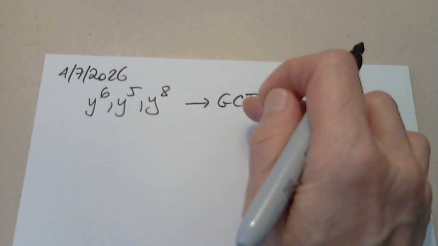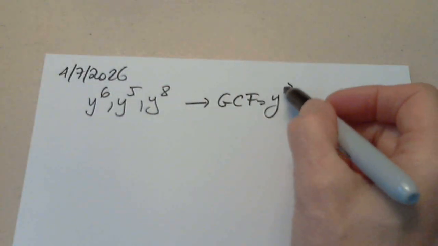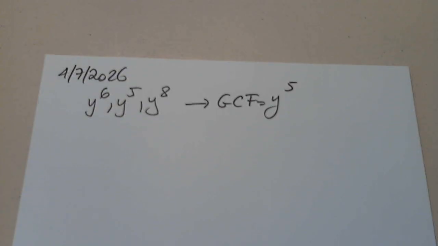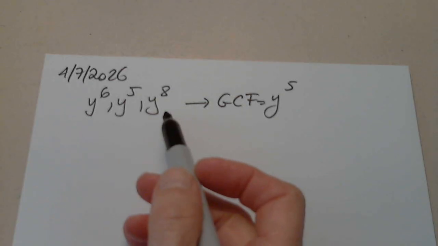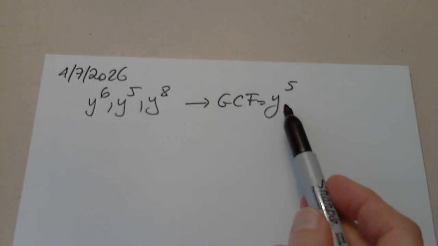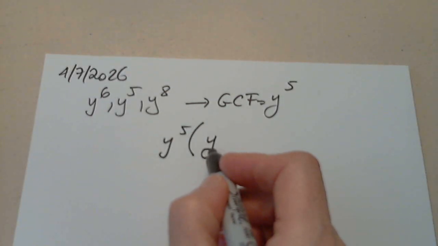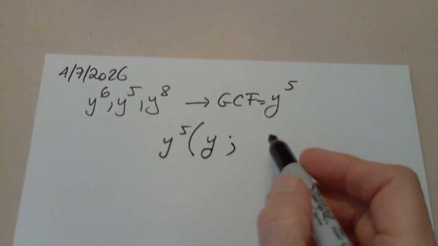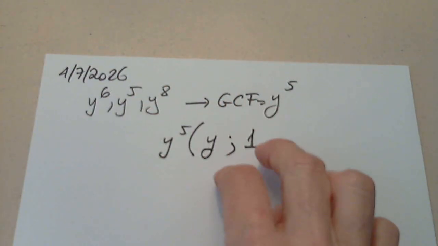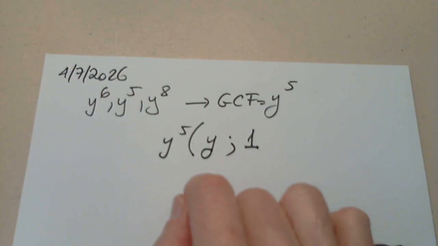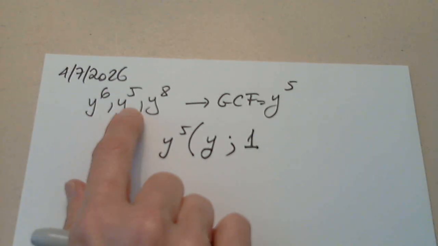The greatest common factor is y to the smallest power, and 5 is the smallest. So imagine that we add or subtract these three terms, then we will factor out y to the 5th. If I factor out y to the 5th, what is left from the first one? Just y. What is left from the second one? Just 1. Remember, that's why we studied exponential rules. Y to the 5th times y is y to the 6th. Y to the 5th times 1 is y to the 5th.